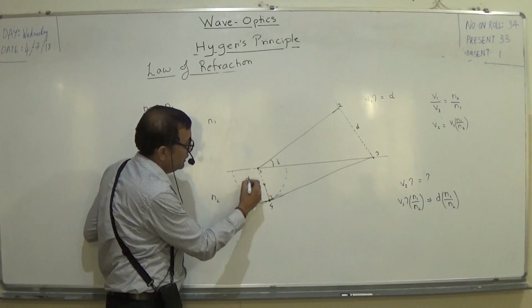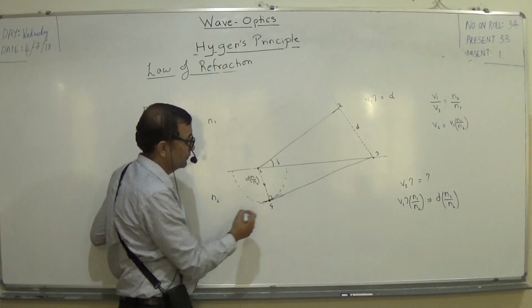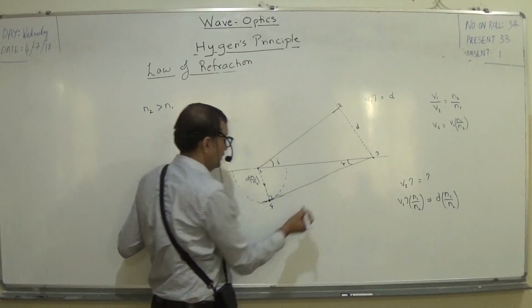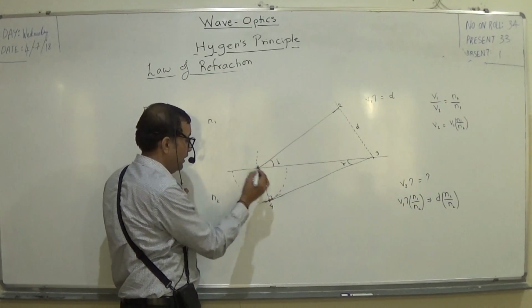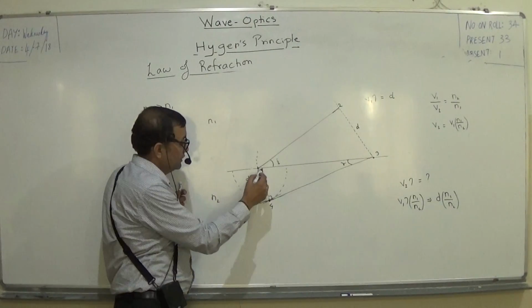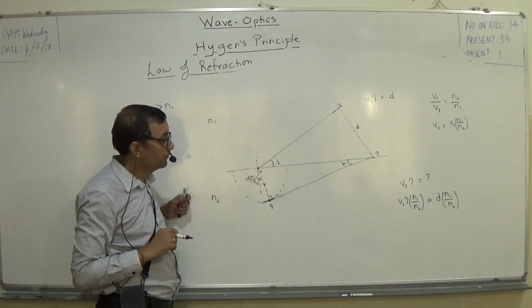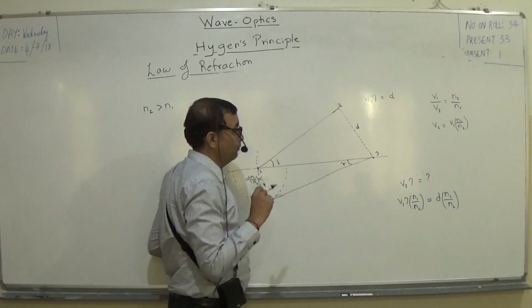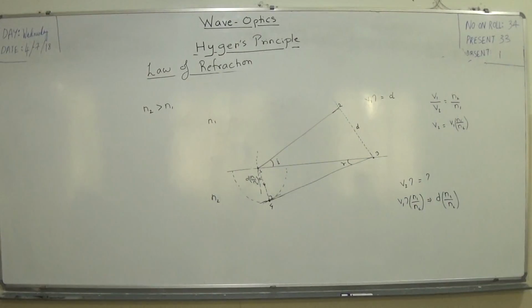This distance is D times N1 by N2. This angle is R. How? So you draw a perpendicular over here. This is the angle of refraction. So this is 90 minus R. That is R. Okay? Now prove the law of refraction. Try to prove it.